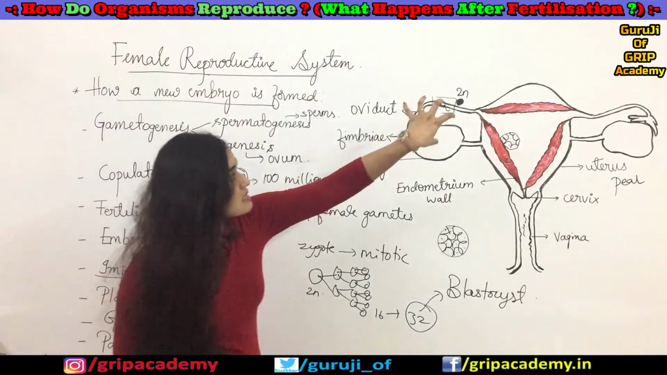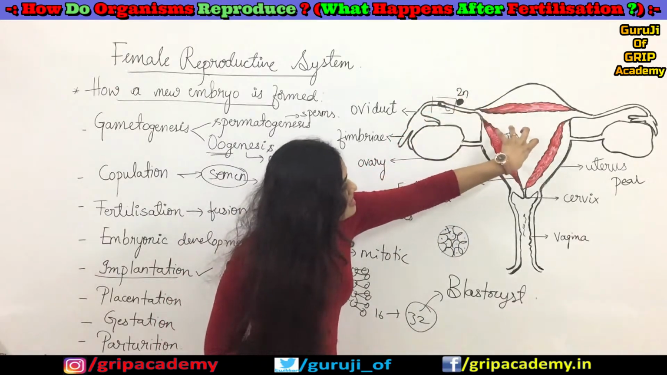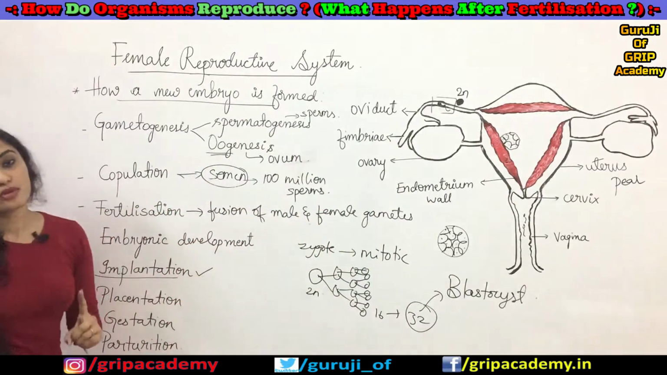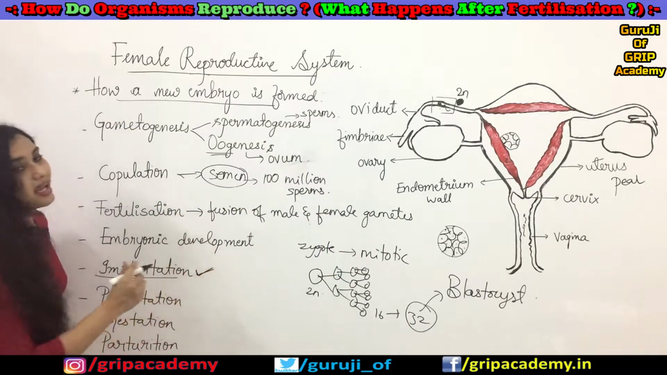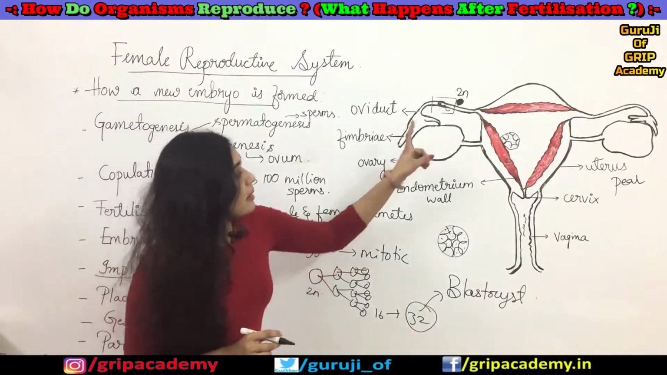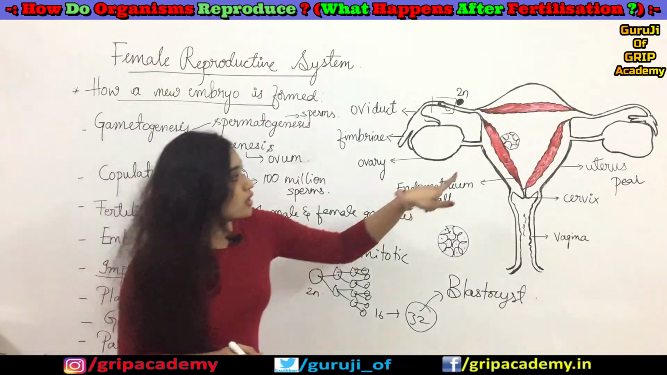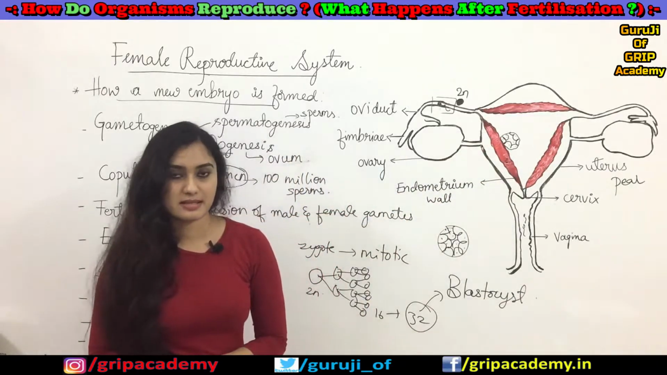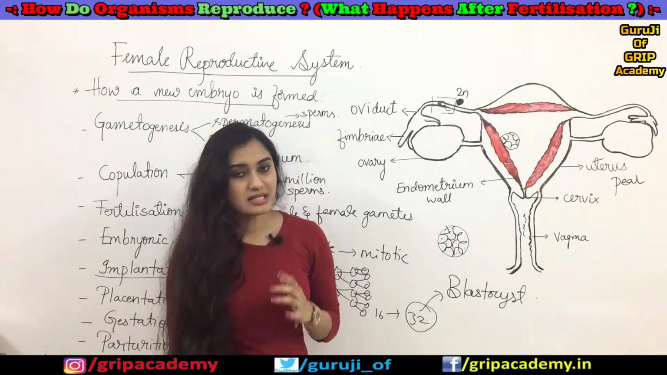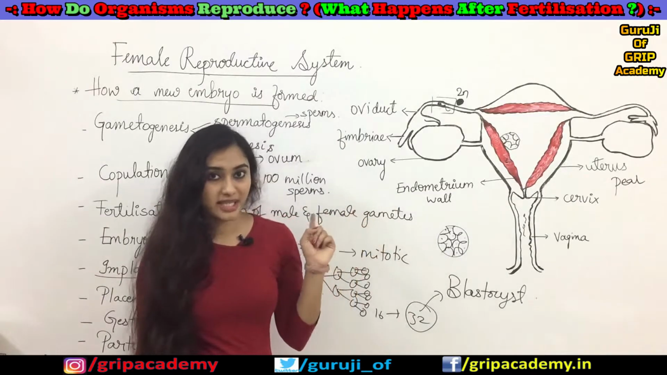At this stage, this mass of cells, or a blastocyst, will start attaching to the wall of the uterus, and this process we call implantation. So what is implantation? It is a process in which an embryo or a blastocyst gets attached to the wall of the uterus. And you can also see that the inner lining of the uterus is called what? Endometrium wall. I have already told you before, right?